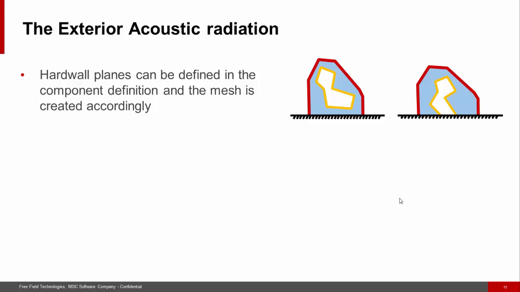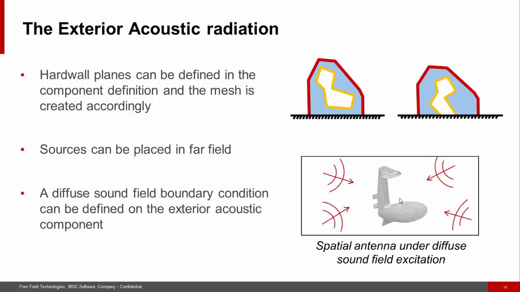If we have outdoor planes or baffled planes, these can be defined in the components and the mesh is created accordingly. Meaning that those outdoor planes, those baffled planes, can be below the object or can also cross the object. Moreover, noise sources can be placed in the far field, and this feature allows to define a diffuse sound field acting on the exterior component for taking into account the masking effect.